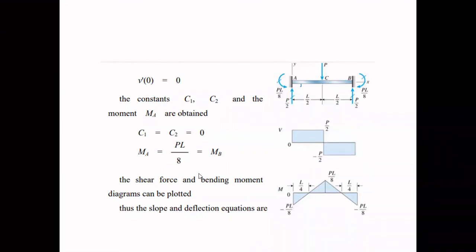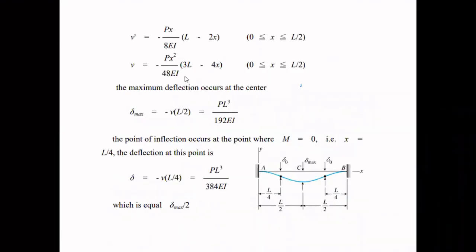Now, in this way, delta max will be at the center, and on putting the value of L by 2 over here, it will give PL cube by 3. In place of x, we will be putting the value L by 2.